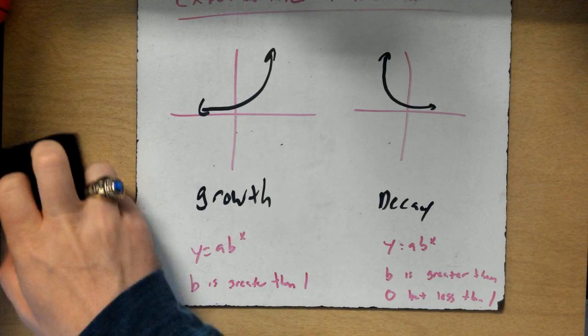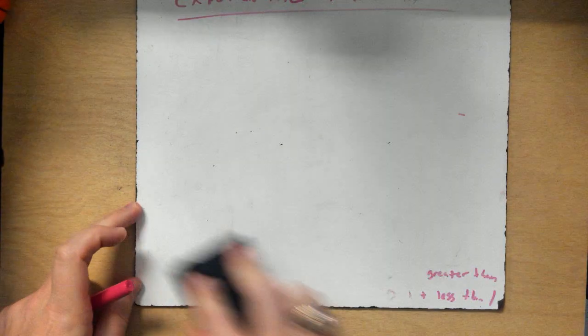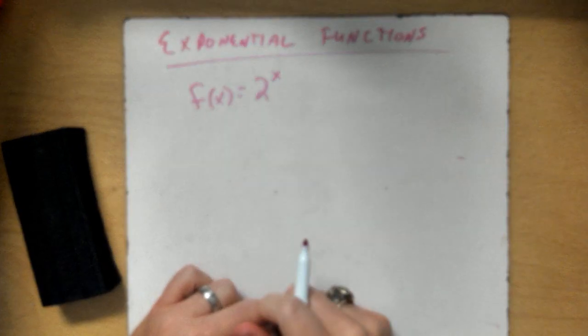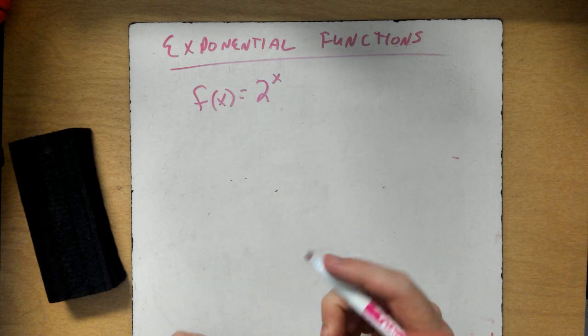So let's take a look, okay? Now, to figure out this, we need to make a table, plot some points, okay? Do a little quick math and plot some points. So if we have a function, f of x equals 2 to the x power, okay? Now, if we make a table of this, right?